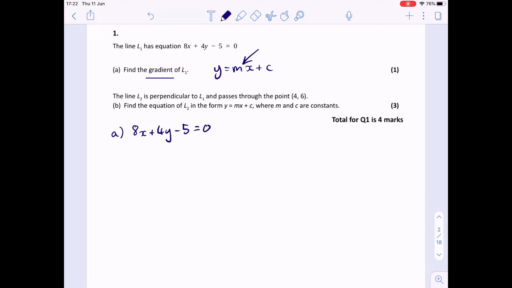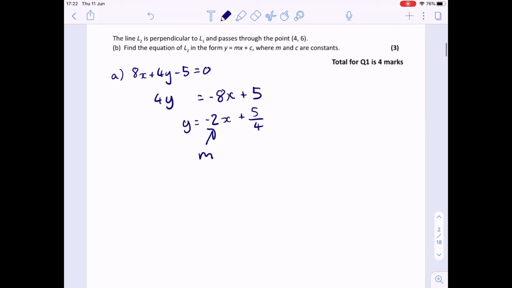So let's try and make y the subject of this equation. If I take away 8x and add 5 to both sides, I'll end up with this, and then dividing through by 4, I'll have minus 2x plus 5 over 4. This 5 over 4 isn't really important, but this minus 2 is my m. So my gradient is minus 2.